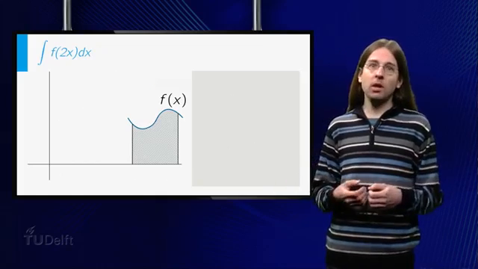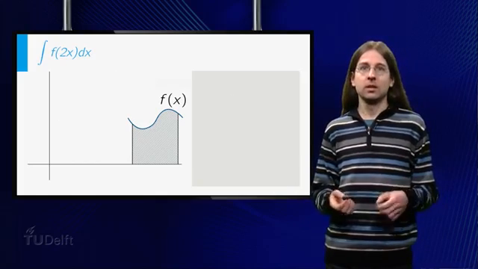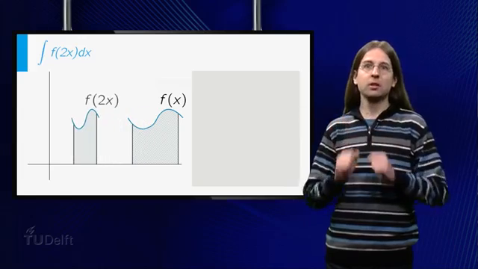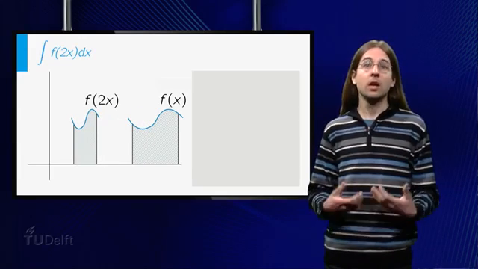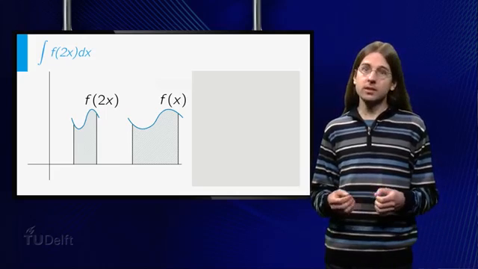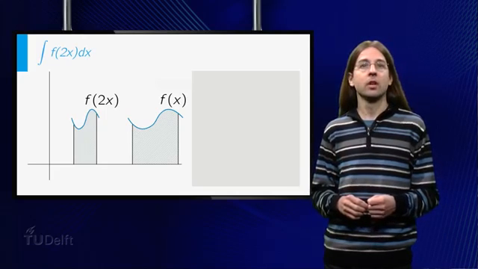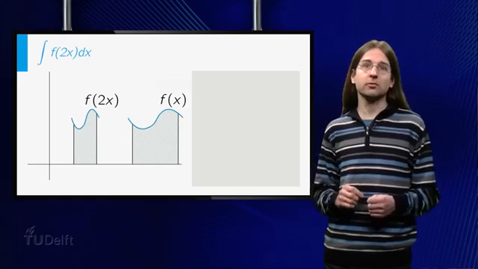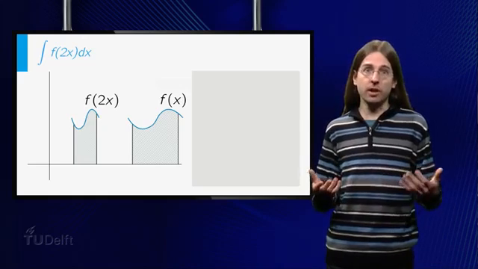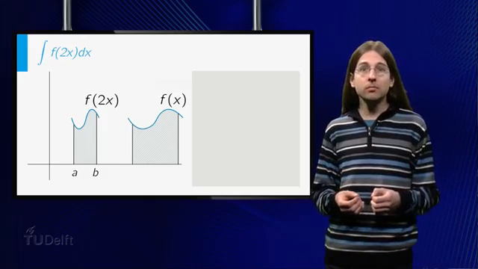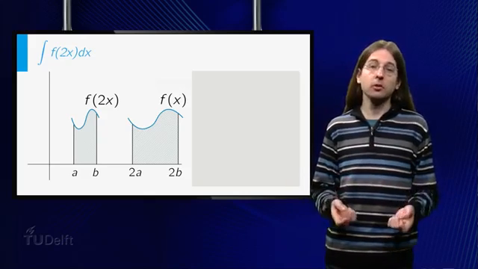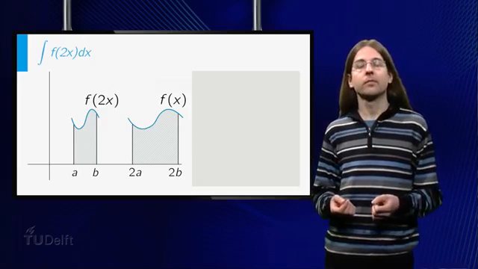If we consider the graph of f of 2x, we see that we compress the graph by a factor of a half towards the y-axis. The area under the curve is thus also halved. Notice that the endpoints of the integral have been multiplied by 1/2 as well. If we call the new endpoints a and b, the old ones were therefore 2a and 2b.